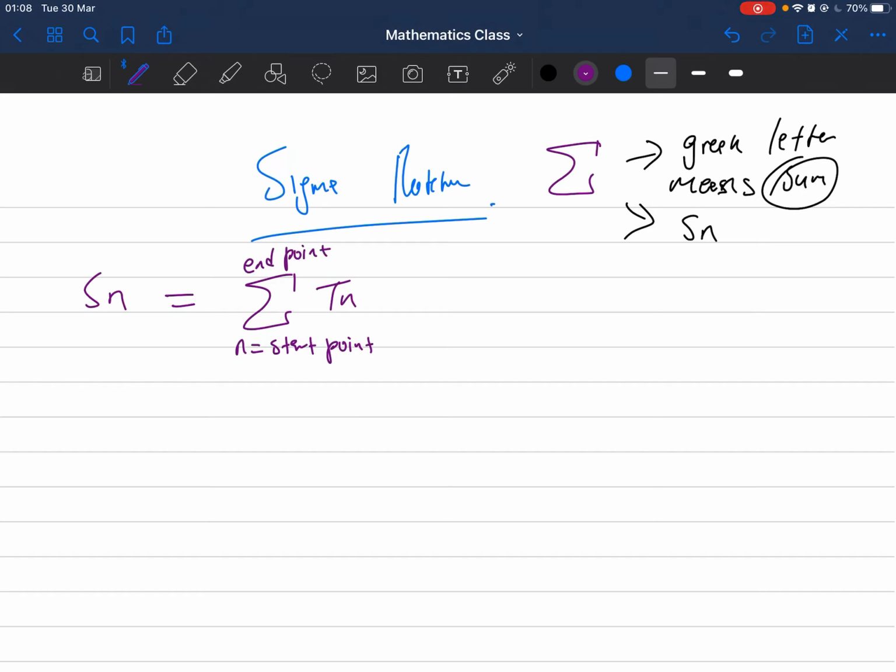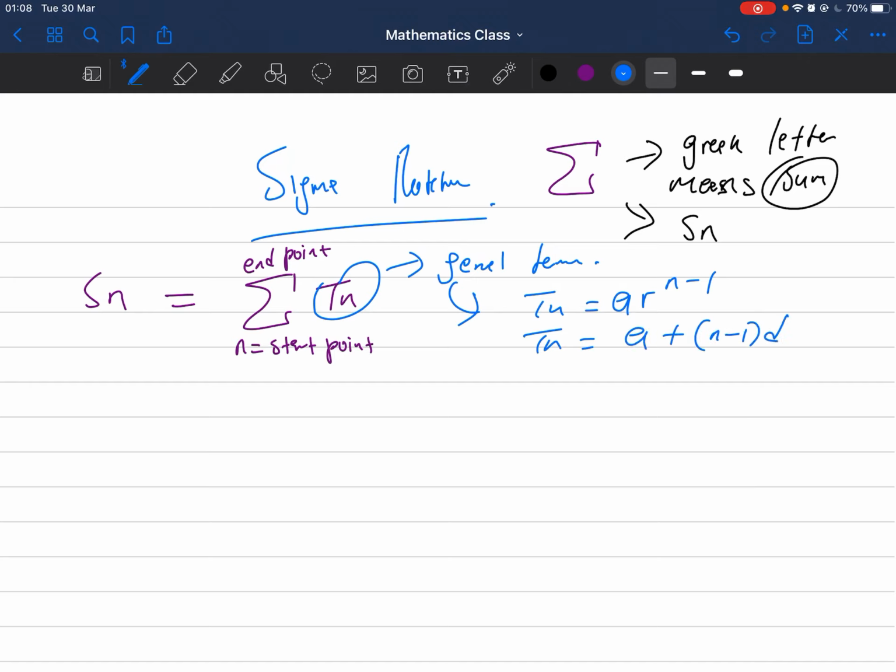So your Sn, the sum of the n terms, is equal to sigma of Tn. Tn will be your general term, right? The general term we know is Tn equals a r power n minus 1, which is geometric, and the other one is a plus n minus 1 times d, which is your arithmetic, right? So that's your Tn, and then this is your start point, this is your end point.